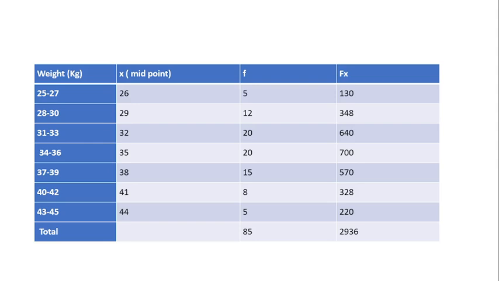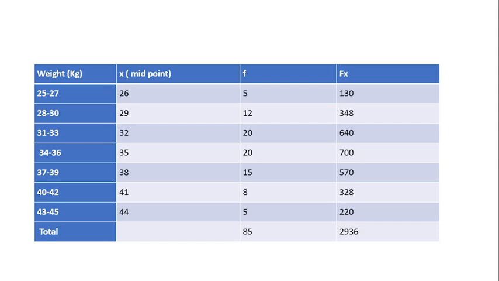So you now take your f times your x. You now do 26 times 5, you have 130. 29 times 12, you have 348. 32 times 20, you have 640. And you do all of that, and then you sum it. Because in the formula, you are taking a summation. You take all the sum.